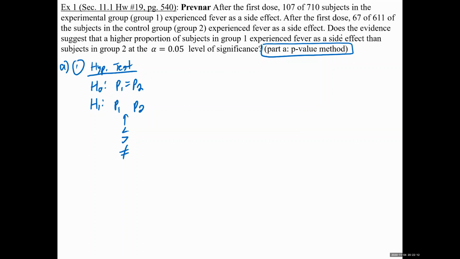The problem says, does the evidence suggest that a higher proportion of subjects in group 1 get a fever than those in group 2? So there's the percentage of people who got a fever taking Prevnar, was that higher than the percentage of people who got a fever taking the placebo? These are the people that took Prevnar, these are the people that took the placebo. So we're wondering if a higher percentage of the Prevnar people got a fever than the placebo people. And if that's the case, then Prevnar gives you a fever as a side effect. All right, so questions on the hypothesis test part.